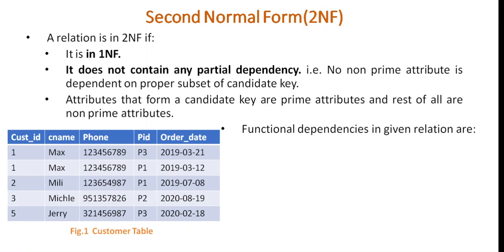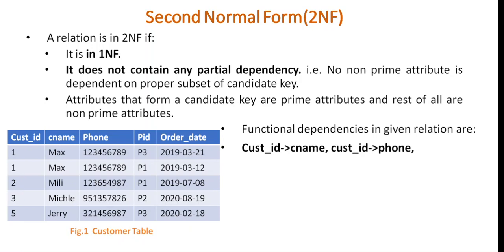So here let's find out the functional dependencies. Functional dependency is nothing but the relationship between two attributes. When one attribute determines the value of another attribute, then we can say there exists a functional dependency between these two attributes. Here the functional dependency is that customer ID determines customer name. If customer ID is 1, then customer name is Max. Customer ID 1 is repeated in the second row also, and customer name is Max again. So we can say that customer ID determines customer name.